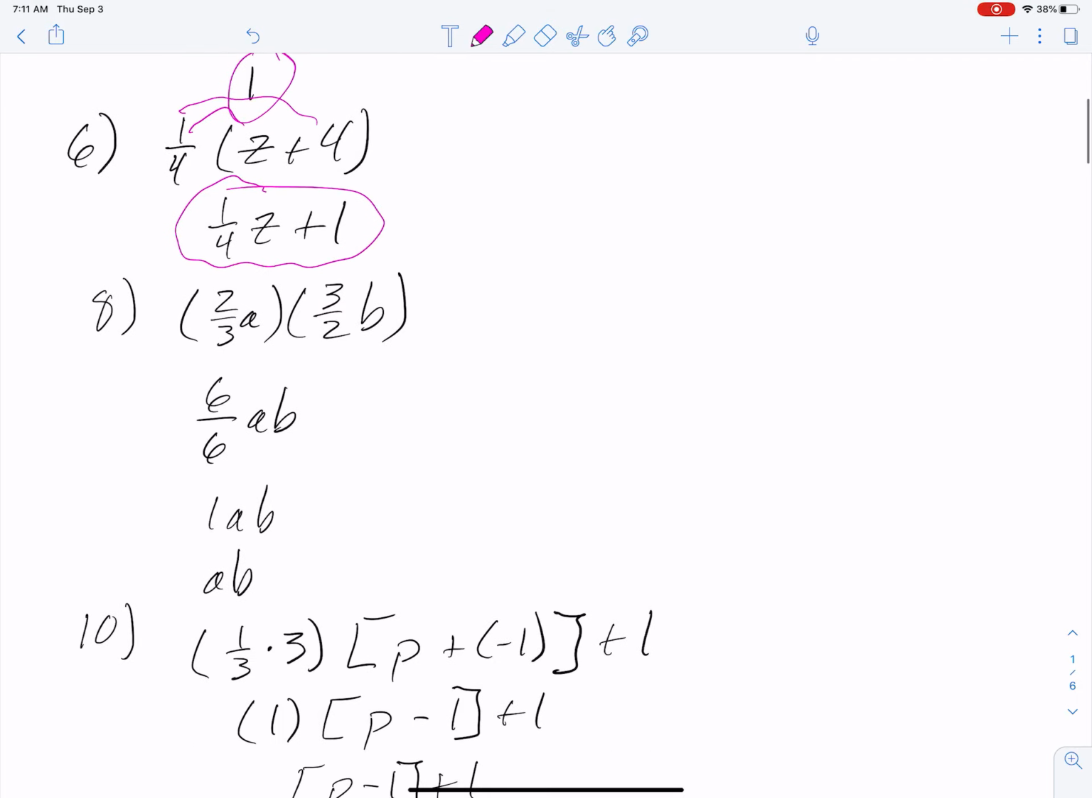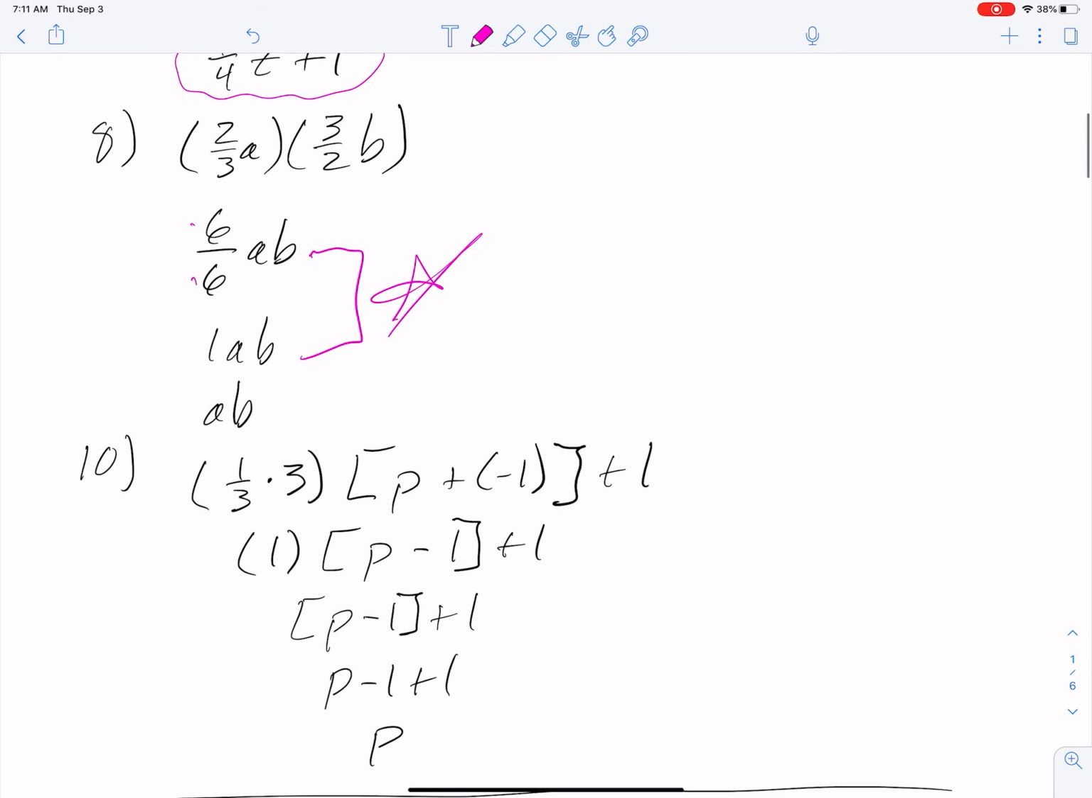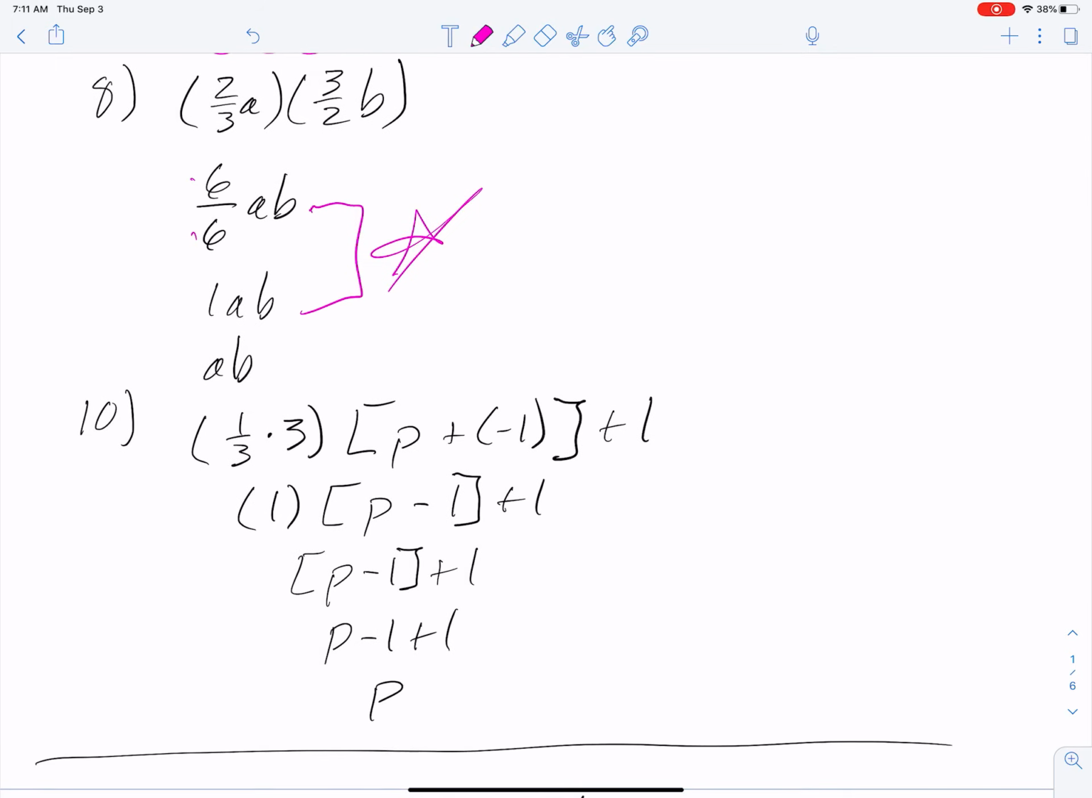Number 8, I'm not distributing because I do not have any addition or subtraction. I'm simply multiplying terms together. So my 2/3 times 3/2 gets me my 6/6. If you went right ahead and eliminated those values, that's fine. My a times b is ab. So these two steps, I think there's a fair chance a lot of people will skip and go straight to their answer of ab.